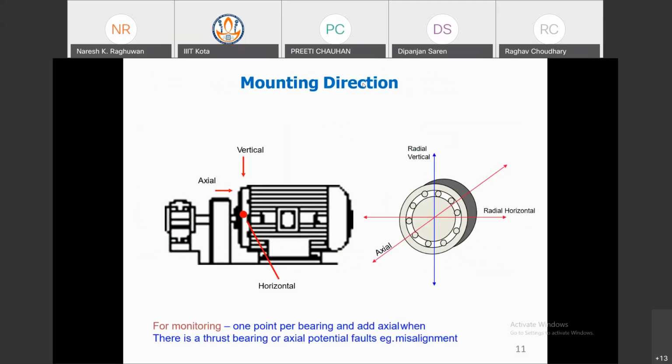Mounting direction, and in another image you can see how you will mount this. So some electric motor is there. Horizontal, vertical, and axial. And on the right hand, this is the bearing. If you are from mechanical engineering, you will know how the bearing looks. So this is the bearing, and these are the three axes for measuring the vibration.